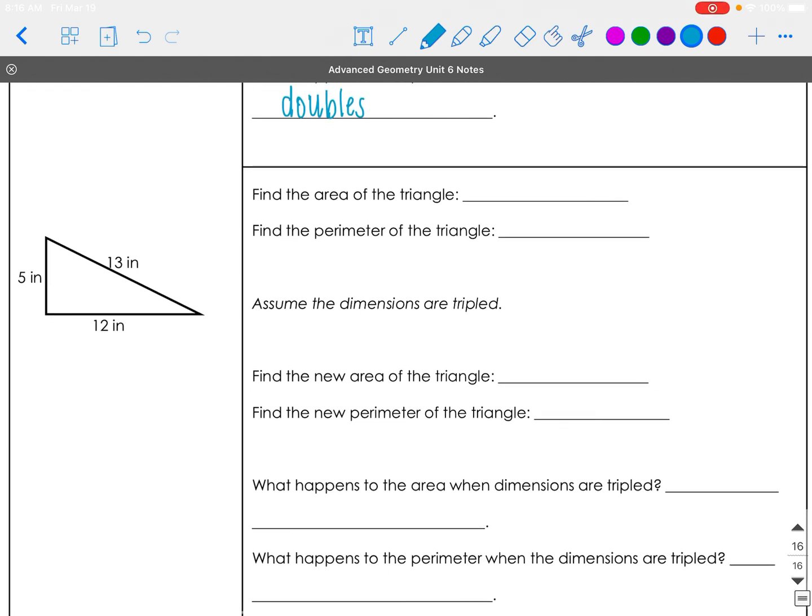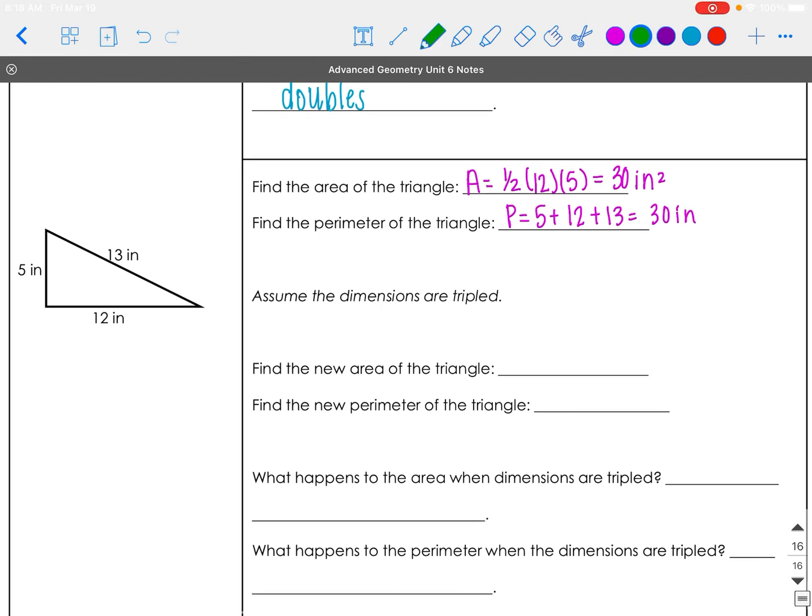Let's look at another example. Find the area of the triangle. Area is half times base times height. That's 30 inches squared. And the perimeter, 5 plus 12 plus 13, is 30 inches. Now let's assume the dimensions are tripled. This becomes 15, this becomes 39, and this becomes 36.